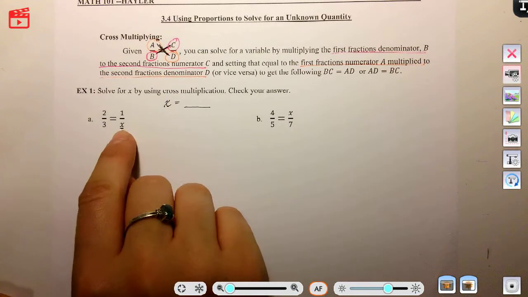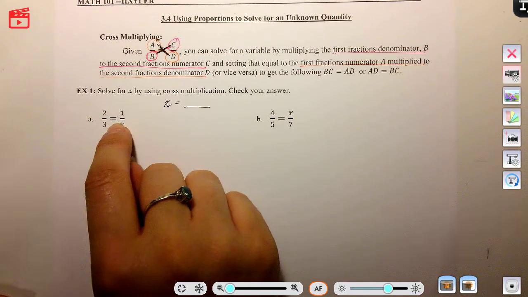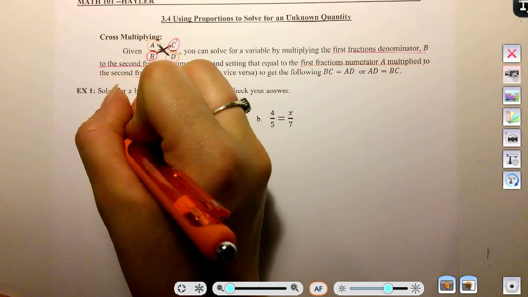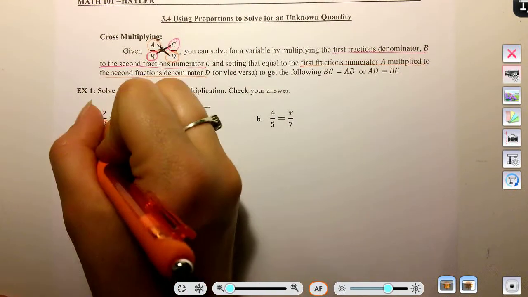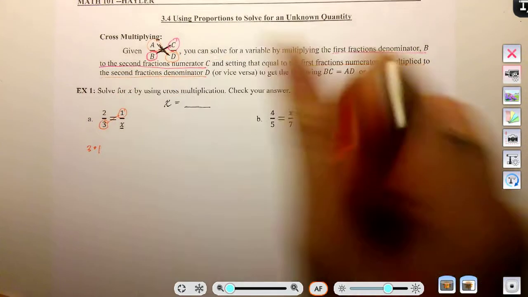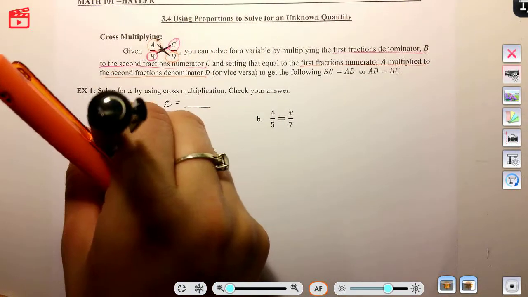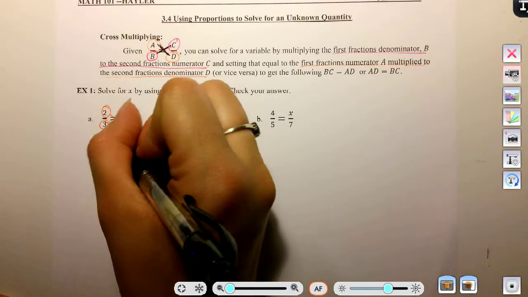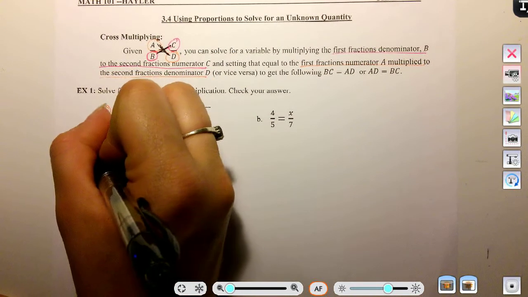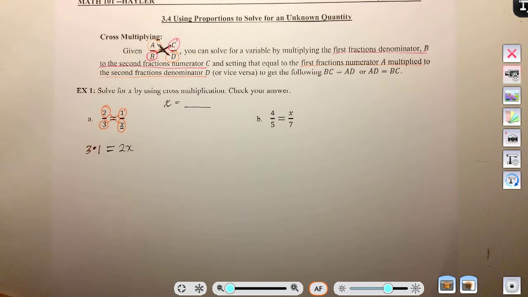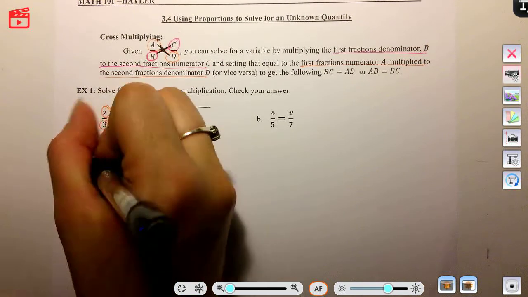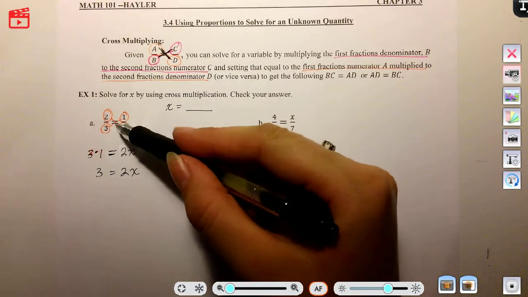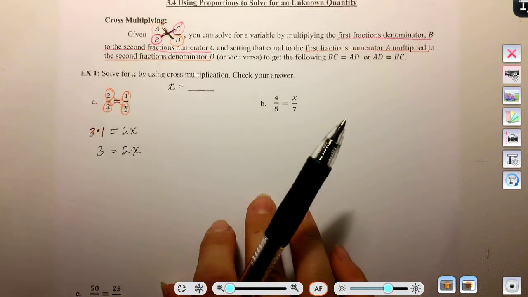Why? Well, if you have two fractions equal to each other, the way to simplify is to do cross multiplication. So we'll do 3 times 1 equals 2 times x. Okay, cross multiplying. Well, 3 times 1, that's 3. Notice I'm keeping my equal signs lined up. That way you, as the watcher, can read.